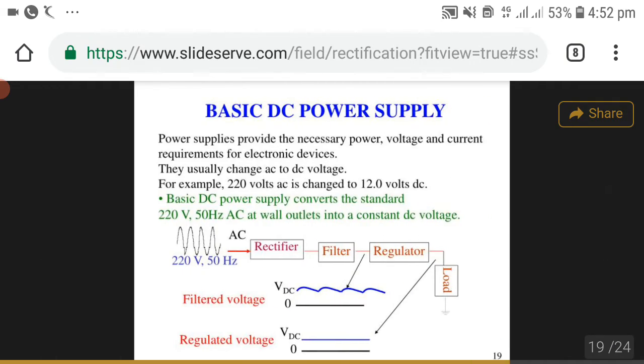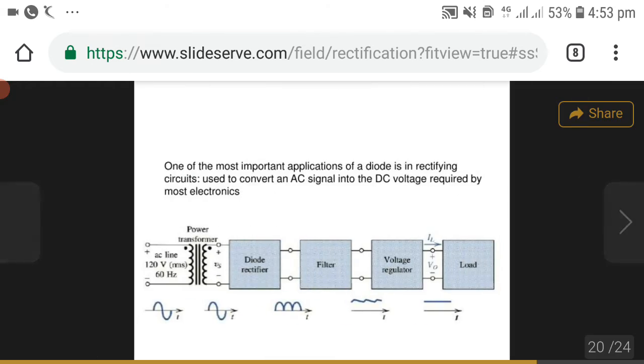The basic DC power supply. The DC power supply provides the necessary power, voltage and current required by electronic devices. They usually change the AC to DC voltage. For example, 220 volt AC is changed to 12 volt DC. Transformer, rectifier, filter, regulator, load. Figure shows the basic DC power supply block diagram.